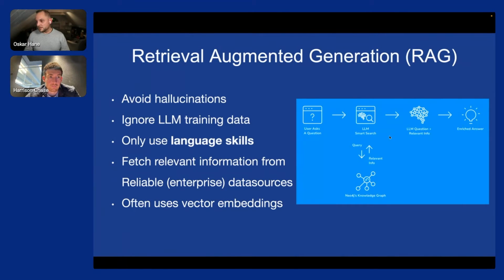The question is, how do we get the relevant data to the LLM? And this is often where vector embeddings are used.